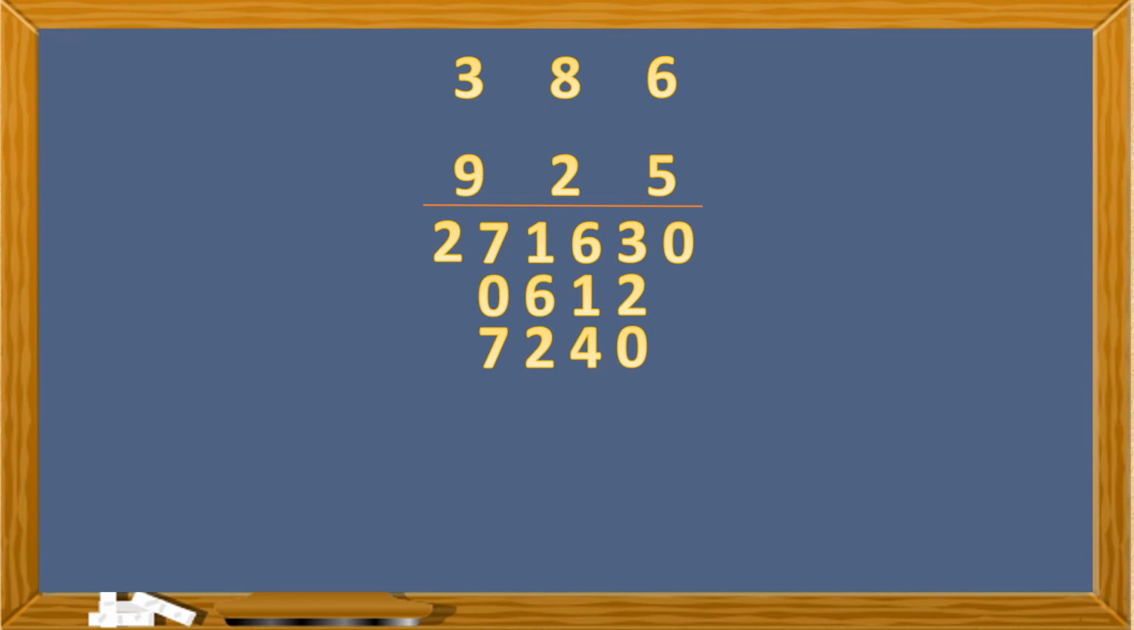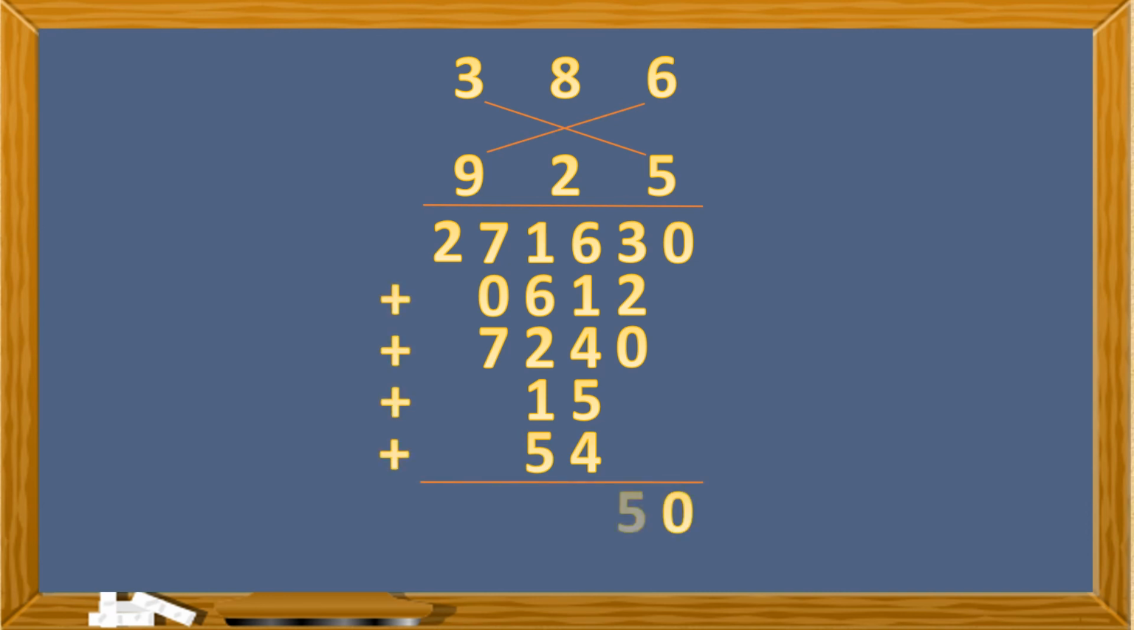Yes, the cross multiplication, if you remember, it is 3 times 5, which is 15, and 9 times 6, which is 54. Now the addition part. 0, 5, 0, 7, 5, 3. So the answer is 357050, which is the product of 386 and 925.